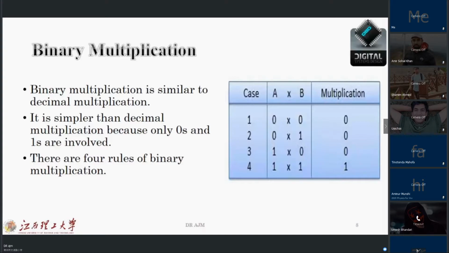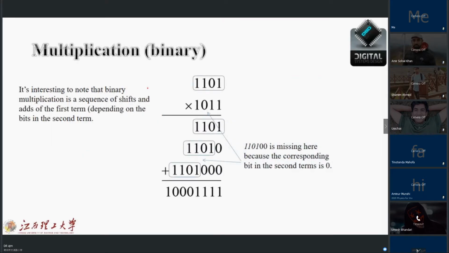Okay, then the binary multiplication is very similar to the decimal multiplication, as I already noticed you. And it's simpler than decimal multiplication because only zeros and ones are involved. There are four rules as we show in the table, and there's nothing to remember because they teach you when you were in elementary school. But how can we show it? I bring one example.